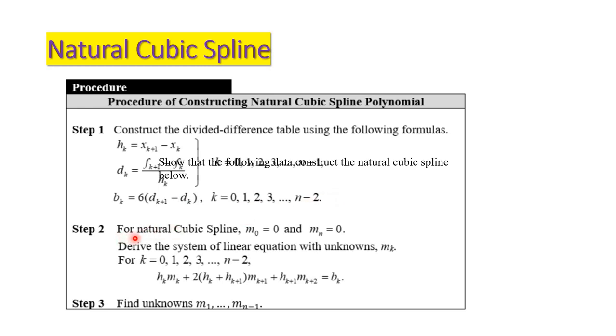Okay, second step for natural cubic spline: m0 equal to 0, mn equal to 0. Remember just now, condition number 6 means the f double prime at the starting point must be equal to 0, and the second derivative at the ending point must be equal to 0. And then derive the system of linear equations with unknown mk, where k goes from 0 up to n. Then we find the unknowns m1 up to m(n-1).